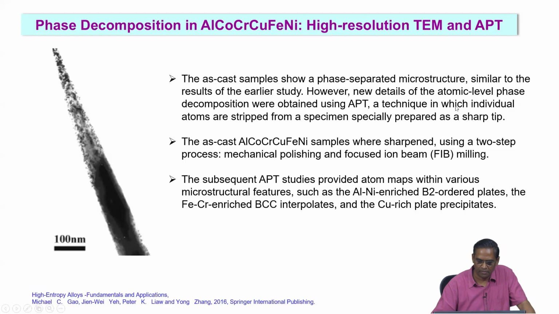In APT, individual atoms are stripped from the specimen, which is specially prepared as a sharp tip. So, this is a sample being prepared as a sharp tip. This is an APT tip. It is done by a focused ion beam milling microscope. This is again a special microscope for this. So, you have to make the tip very sharp, and then the atoms are evaporated from this tip one by one.